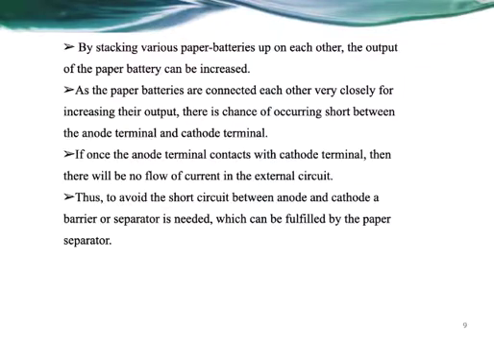Stacking various paper batteries on each other, the output of paper battery can be increased. As paper batteries are connected to each other very closely for increasing their output, there is a chance of occurring short circuit between anode terminal and cathode terminal. Once the anode terminal contacts with cathode terminal, there will be no flow of current in the external circuit. Thus, to avoid short circuit between anode and cathode, a barrier or separator is needed, which can be fulfilled by paper separator.